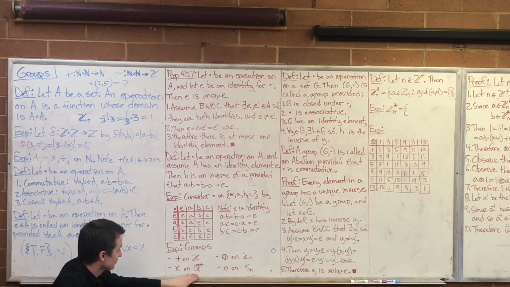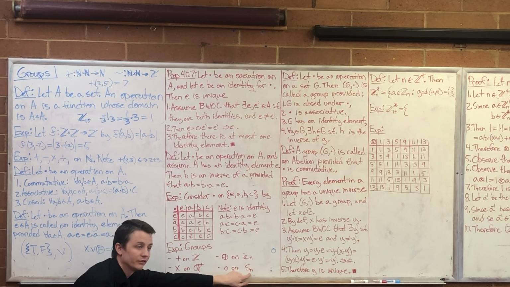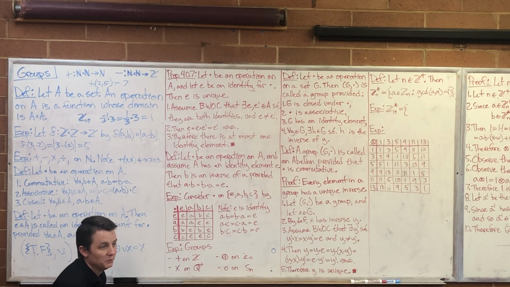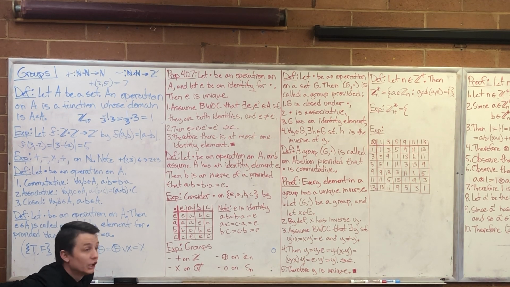And then it sounds like you guys are a little bit foggy on the set of all permutations and composition. So maybe that will be a useful example, and that will just confuse you more. It is associative, it's not commutative. And we proved it was associative. Function composition is associative on the set of permutations.